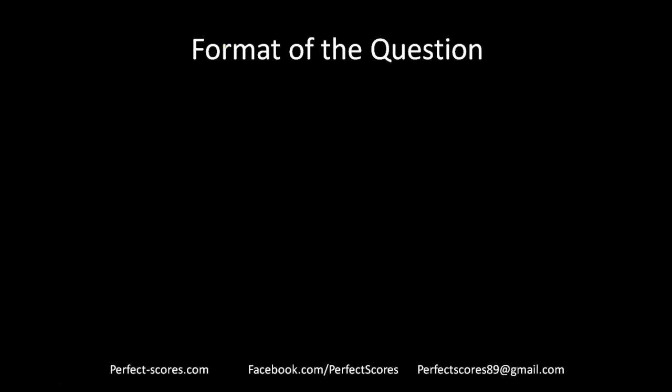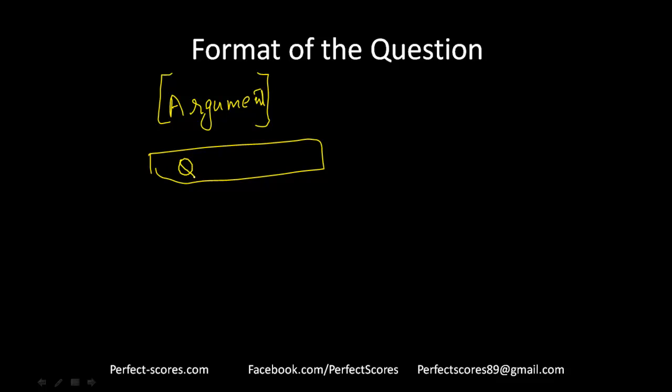Now, basically, before going on to parts of the argument, I would like to discuss the format of the question. A lot of you would already be knowing that a critical reasoning question is basically composed of three parts. One is the argument itself, and then you have your question stem that asks you what you're supposed to do, whether you have to strengthen the argument or weaken it, but it's all related to this argument. And finally you have 5 answer options.